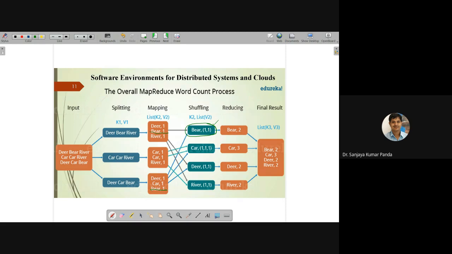Similarly, if you look into C, here we don't have any C, so this map 1 is not connected to C. But here we have two occurrences, so you can see two ones. Here also we have one occurrence. So we have one. Similarly, this unit is responsible for D. D is one time here, D is one time here. So 1, 1. Similarly, we have R one time here, R one time here, right?